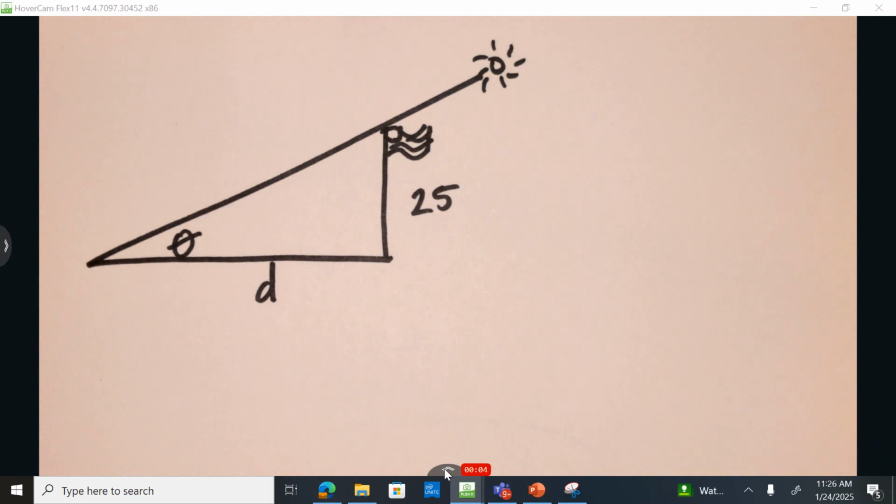Unit 10, Lesson 6, Question 4. A 25-foot flagpole is casting a shadow of length d. Let theta represent the angle of elevation of the sun. Express theta as a function of d.